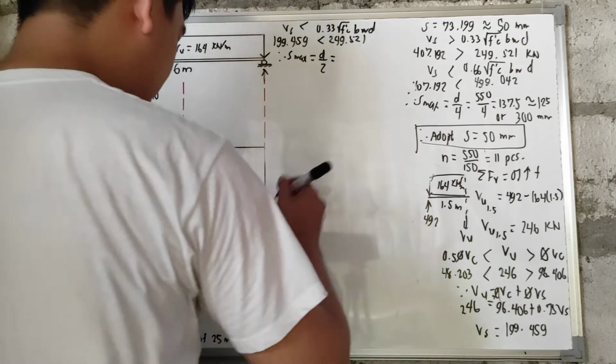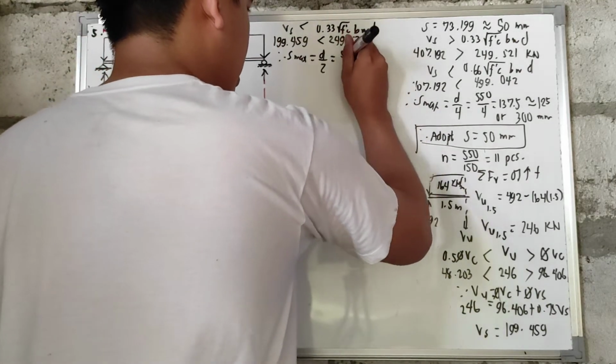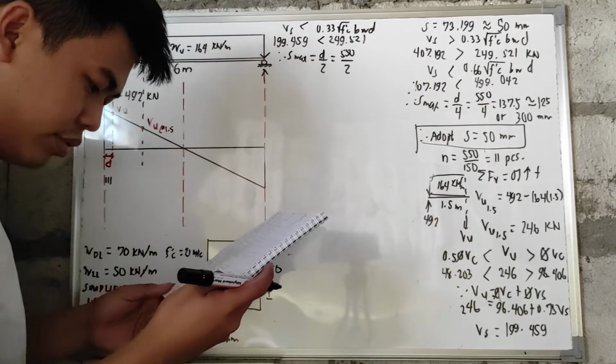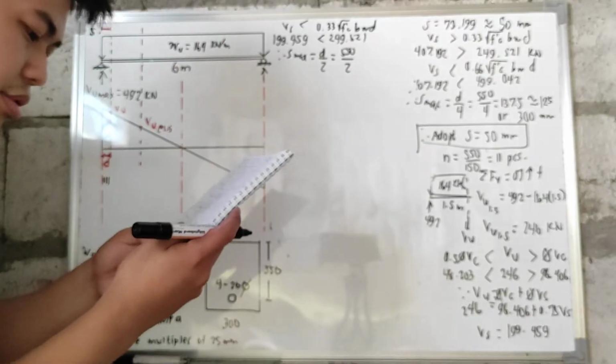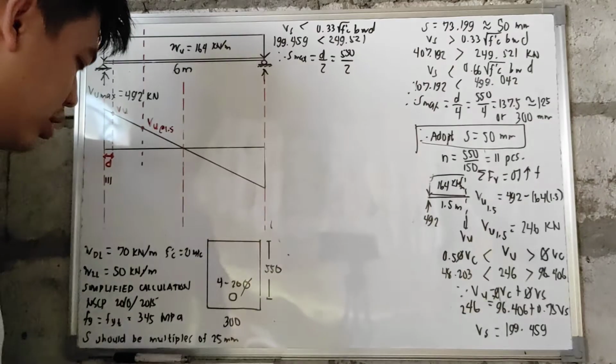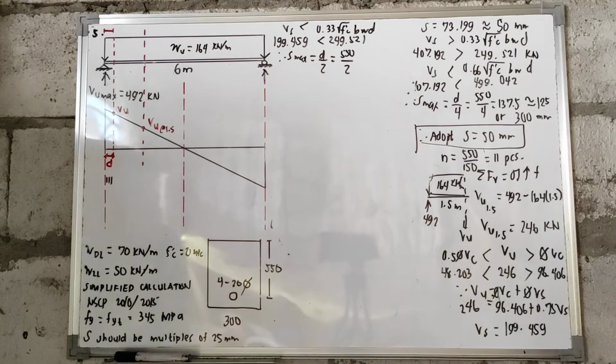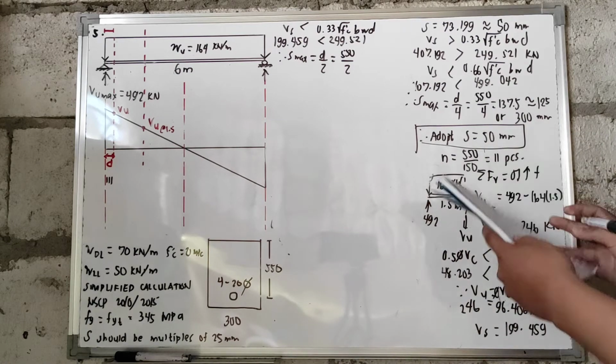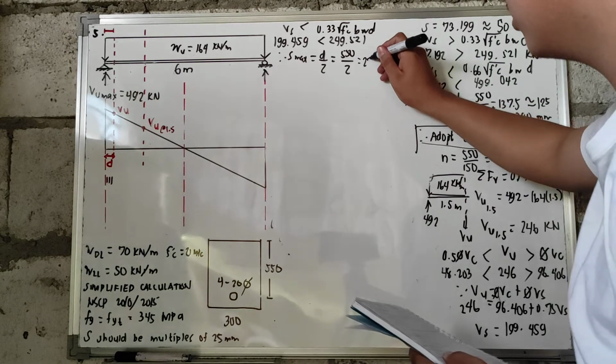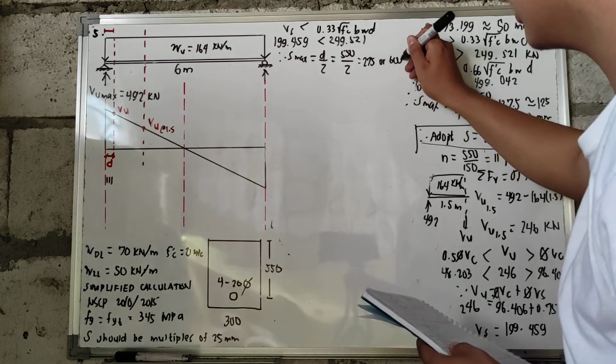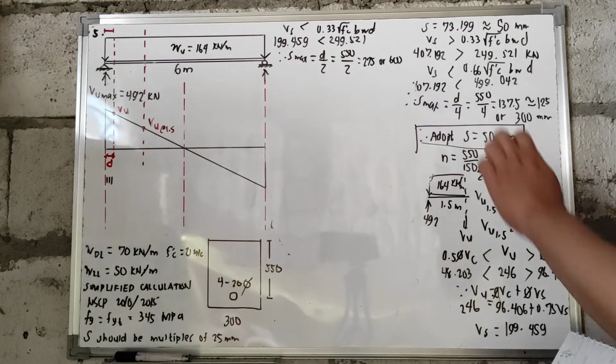So, ang D natin, that is 550. I-divide natin by 2. So, that will be equivalent to, so mali pa tayo, no? Yeah, so, sige, kunin muna natin yung S max. Later na lang natin kunin yung S. So, yung S max natin dito, that will become 275 or 600 mm. So, dalawa na yung spacing natin.